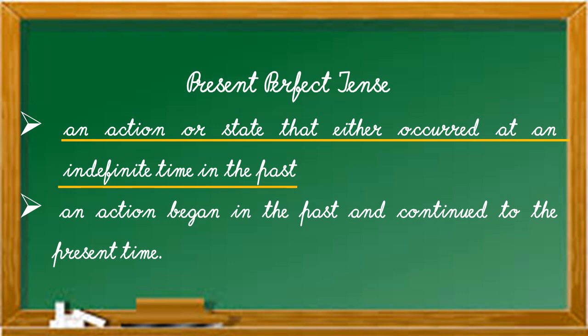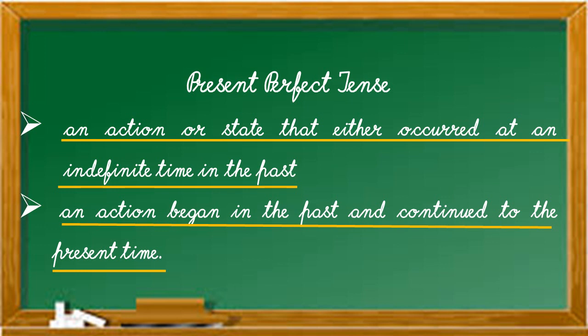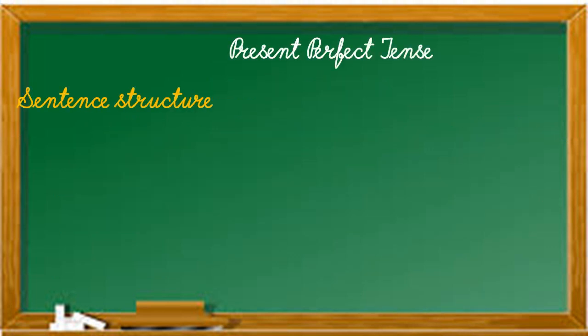In the second part, it states that an action began in the past and continued to the present time. That means that an action took place in the past and the effect of that action continued till present. Now let's see the sentence structure of present perfect tense.